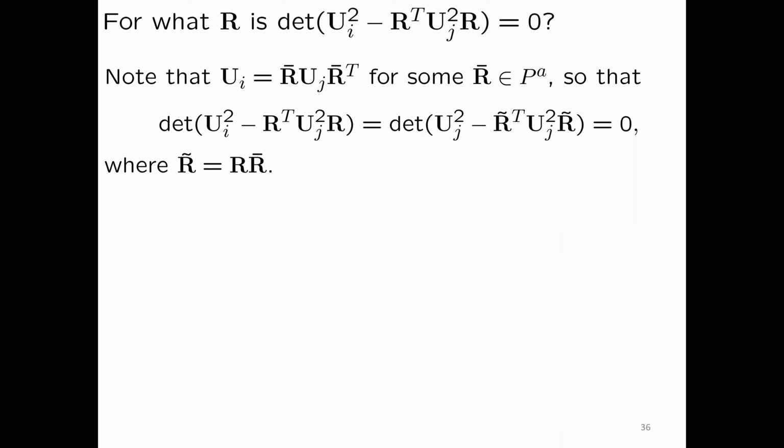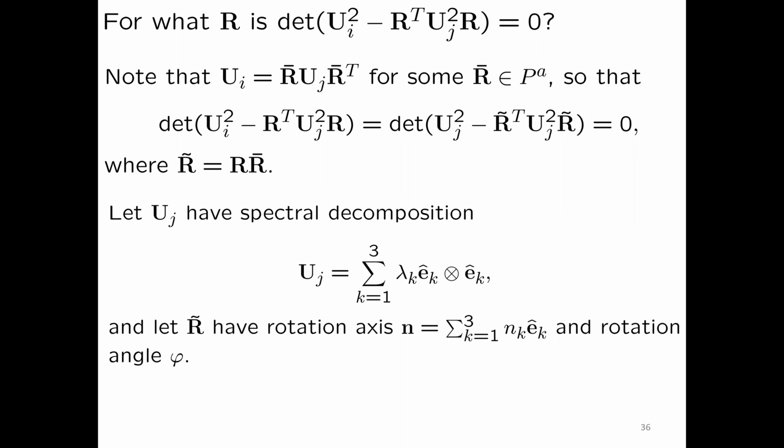Okay, so now we're interested in what the R tilde are, which makes the determinant of UJ squared minus R tilde transpose UJ squared R tilde equal 0. And so we'll do that. Well, we'll let UJ have spectral decomposition with the lambdas and the Ek hats, and we'll let R tilde have rotation axis, which is expressed in terms of the Ek hats as some nk Ek hat, and rotation angle theta.